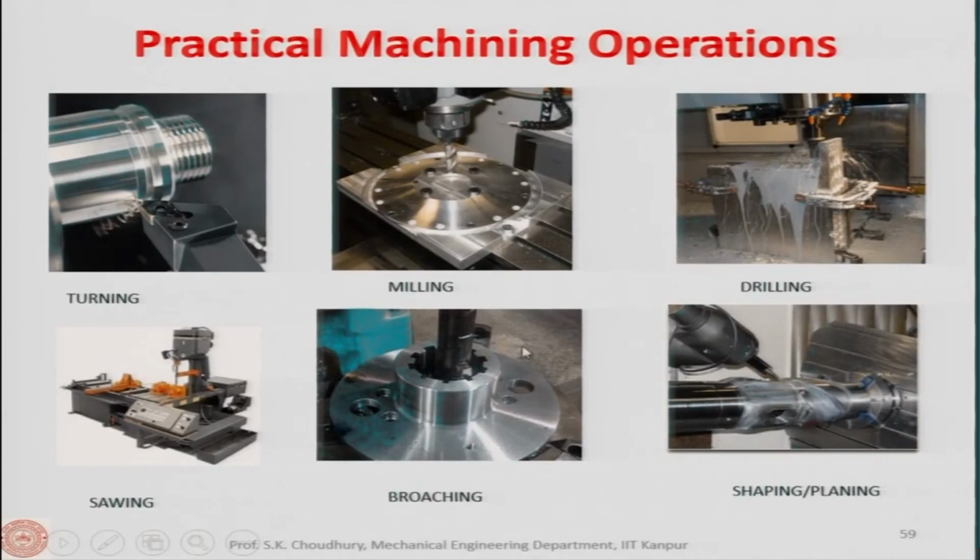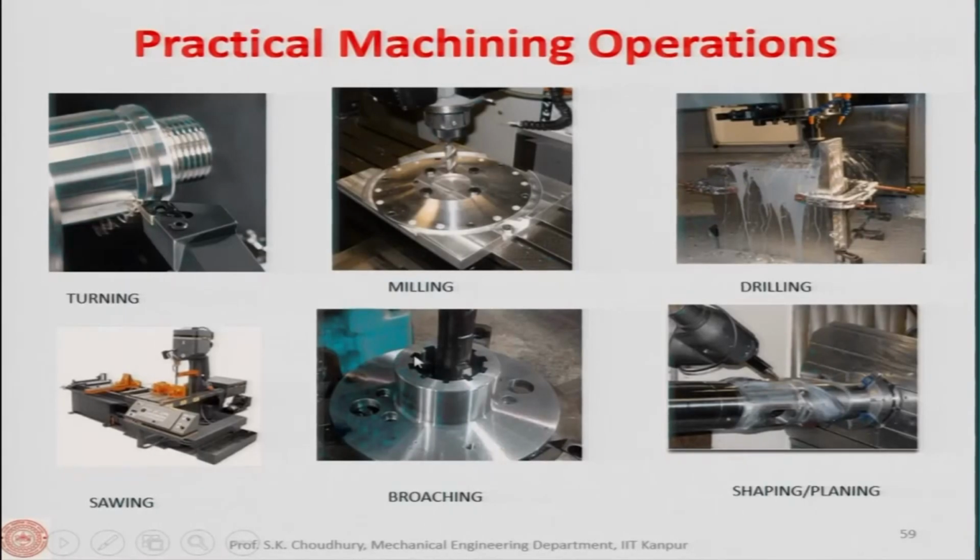Now, this is broaching, an operation which is not very popularly used, because it is actually expensive. The broach, which is the tool for the broaching operation, is very expensive, but with broaching you can have a very fine surface, which is actually the property of broaching.